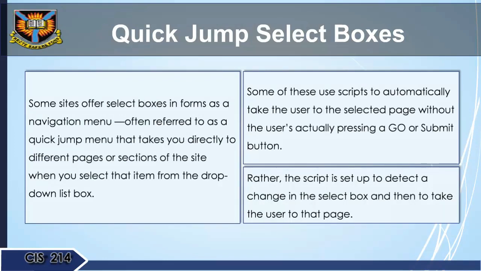Quick jump select boxes. Some sites offer select boxes in forms as a navigation menu, often referred to as a quick jump menu, that takes you directly to different pages or sections of the site when you select that item from the drop-down list box. Some of these use scripts to automatically take the user to the selected page without the user actually pressing a go or submit button. Rather, the script is set up to detect a change in the select box and then to take the user to that page.